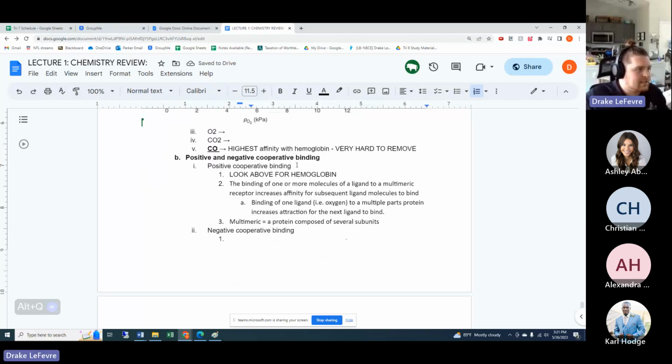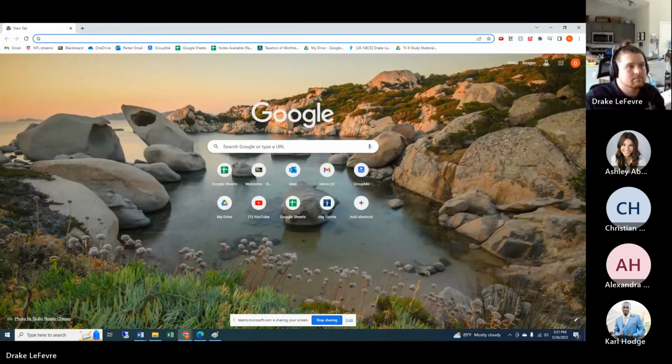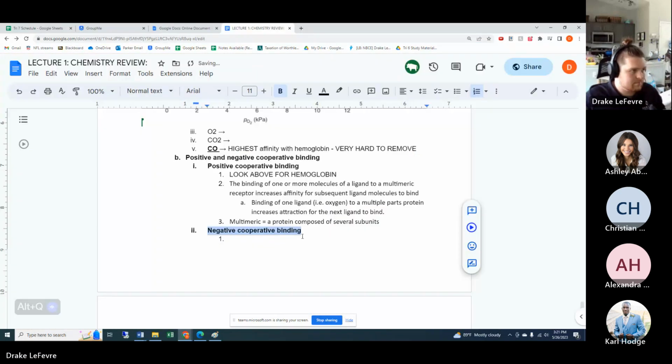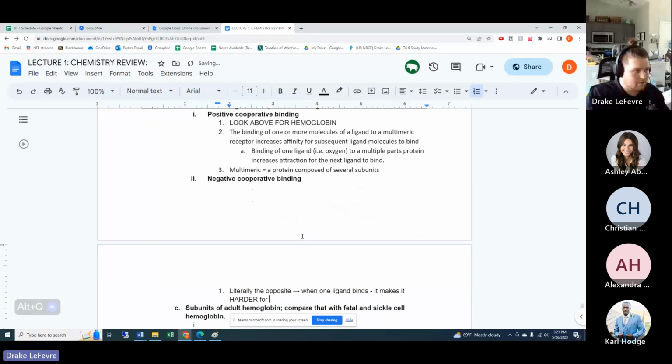Cool beans. So if that's positive cooperative binding, what do we think is negative cooperative binding? Literally the opposite. When one ligand binds, it makes it harder for the next ligand to bind.